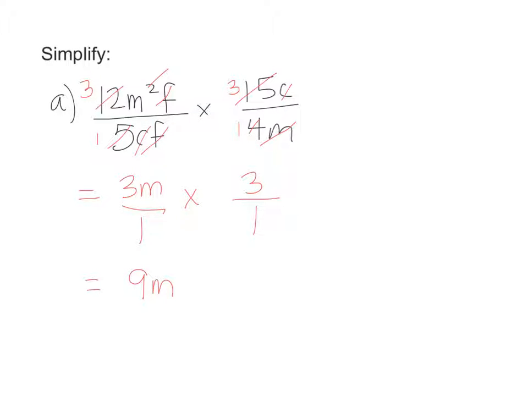And what else do I need? Non-permissible values. So here, anybody know what they are? C cannot equal 0. F cannot equal 0. M cannot equal 0. Any variable that was in the denominator, those factors have to give you a non-permissible value. And here, because they're just monomials, it's just zeros, right?